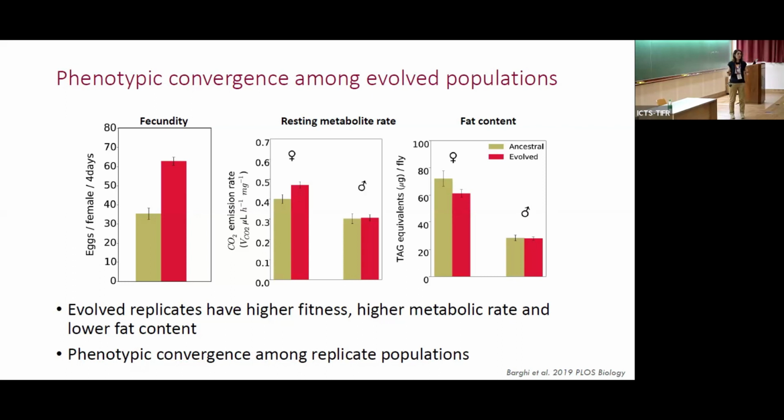We observed that after 100 generations of adaptation in this environment, females are more fecund, they lay more eggs, they also produce more carbon dioxide, and they have significantly less lipid content. These traits might all be correlated. The other thing that we notice is that there is no significant difference in these three traits among the 10 evolved replicates. So they've all converged phenotypically.